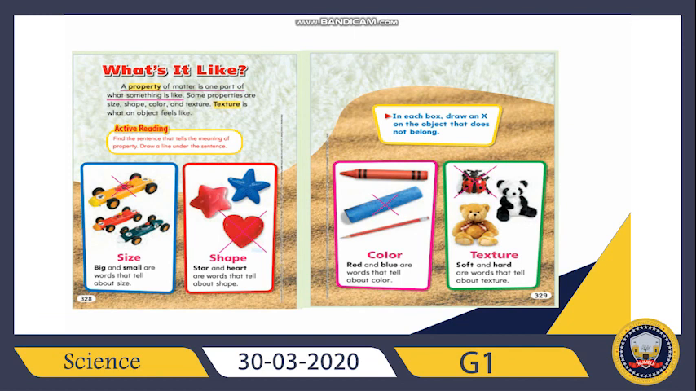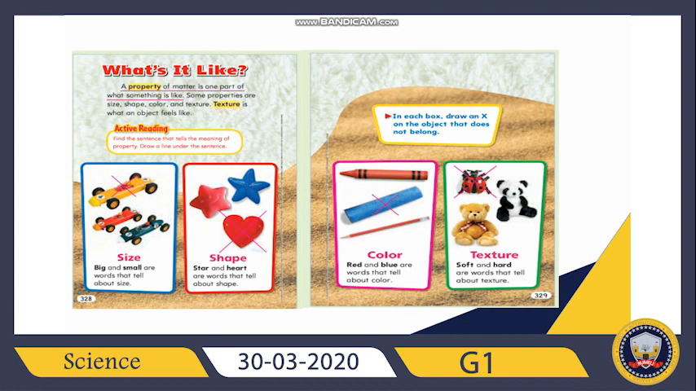So, in each box, draw an X on the object that doesn't belong. In the size box, I draw X on the big one. Because we have two small cars and one big car. And in the shape box, I draw X on the heart. Why? Because we have two stars, just one heart. So I draw X on the object that doesn't belong.